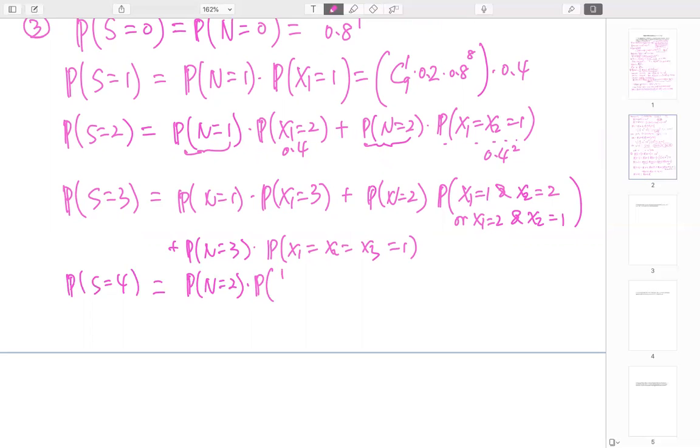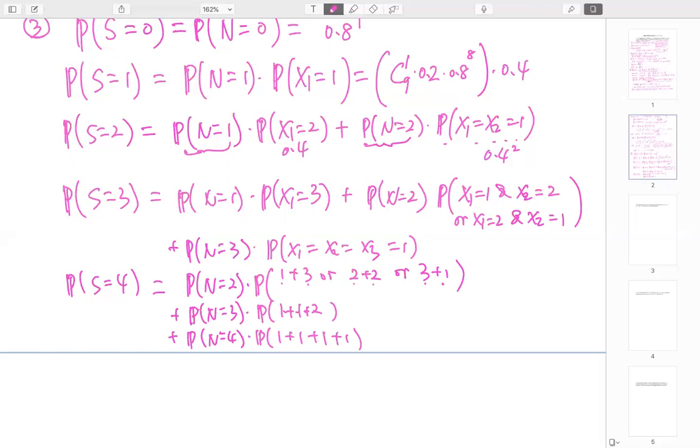It can be 1 plus 3, or 2 plus 2, or 3 plus 1, right? The meaning is x1 is 1, x2 is 3, or x1 is 2, x2 is 2, or x1 is 3, x2 is 1. So when n is 3, then you can also analyze, right? That is 1 plus 1 plus 2, right? And finally, when n is 4, the probability must be x1 is 1, x2 is 1, x3 is 1, x4 is 1, right? So this question is actually not easy, right?